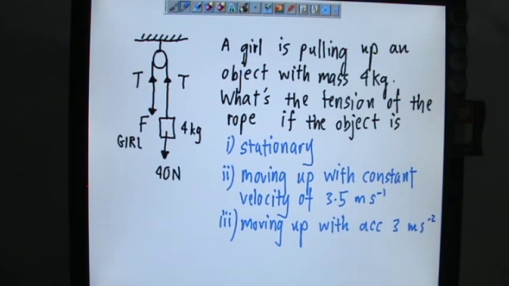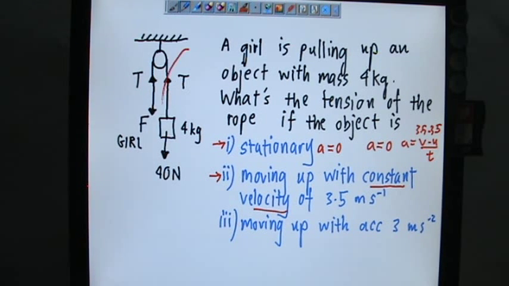We must look at number 1 and number 2 because they are actually producing the same results. Because when the object moves up with constant velocity, there is no acceleration. Okay, the acceleration is 0. Why do I say that? Because a equals v minus u over t. If 3.5 minus 3.5, the effect is a is 0. So stationary is basically a equals 0 also.